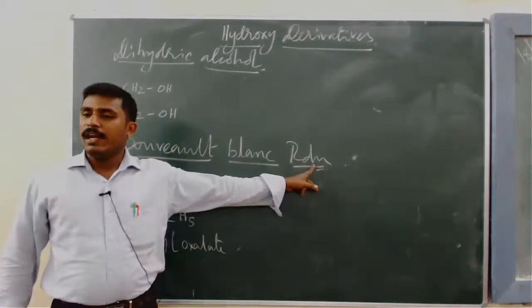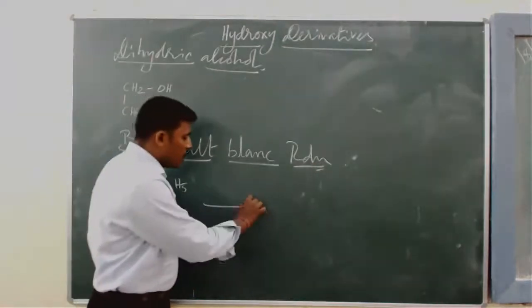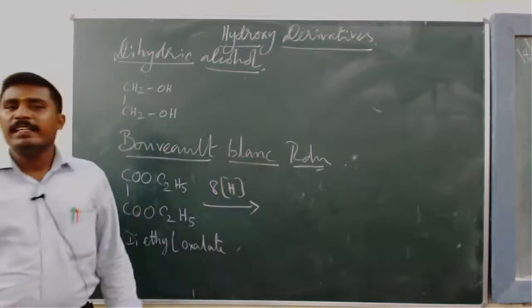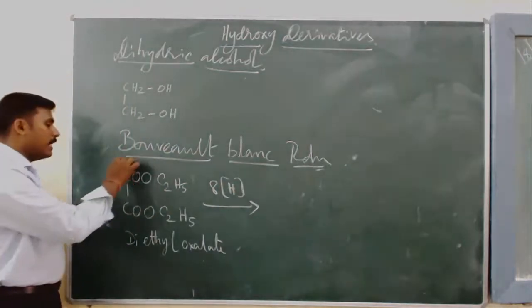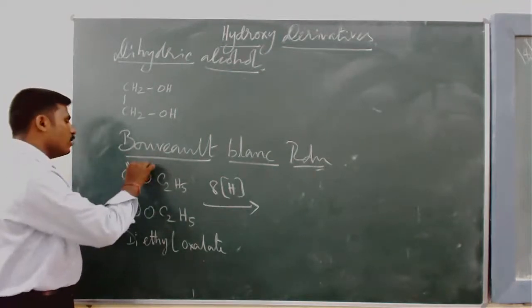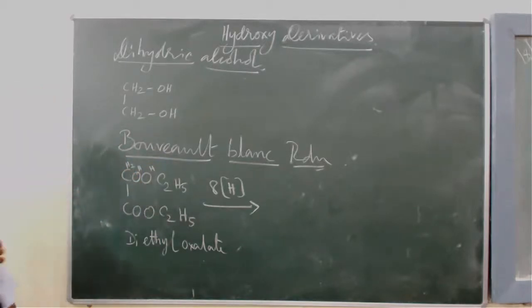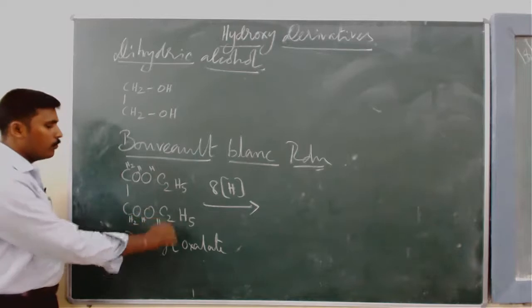Reduction reaction means addition of hydrogen. Here we are going to add 8 nascent hydrogen atoms. Okay, so listen. Nearby carbon 2 hydrogen atoms, nearby oxygen 1 hydrogen. Totally how many hydrogen we used? 4 hydrogen. Very same manner, here also 2, 3, 4. Clear?